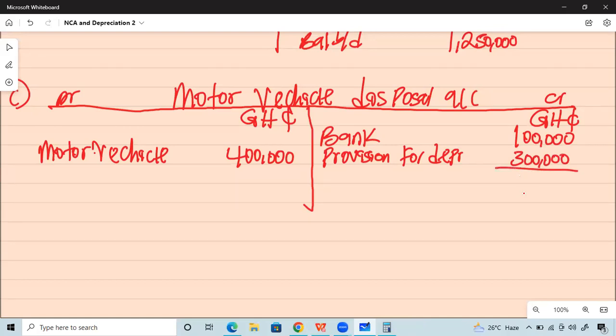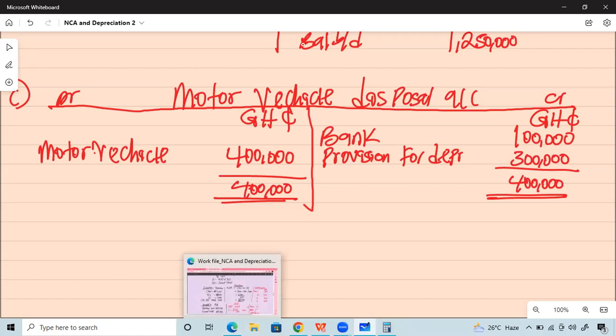So you add the two together, and you have 400,000. If you come here as well, it will give you 400,000. So it means that in this particular transaction, there's no profit and there's no loss.